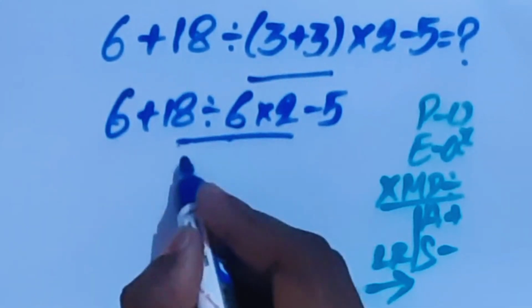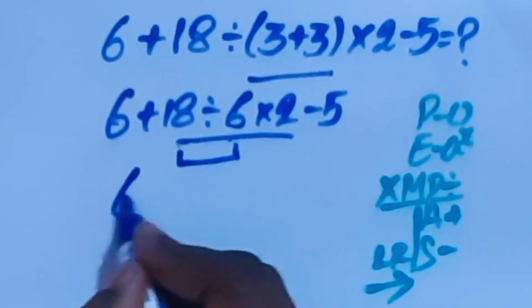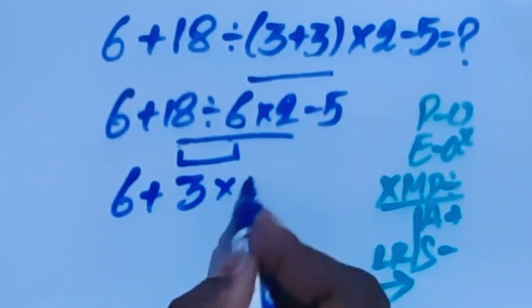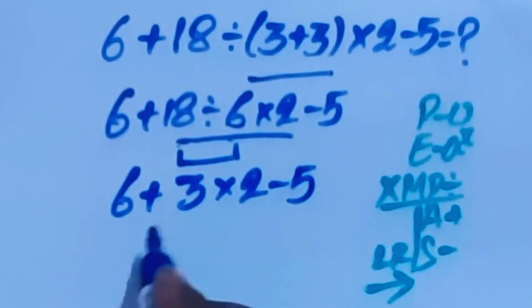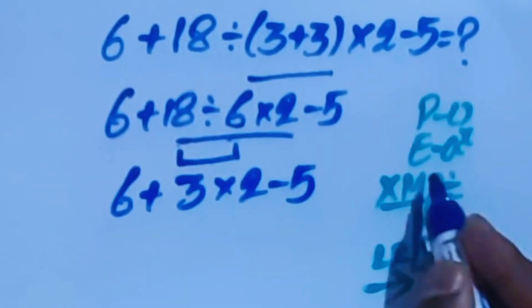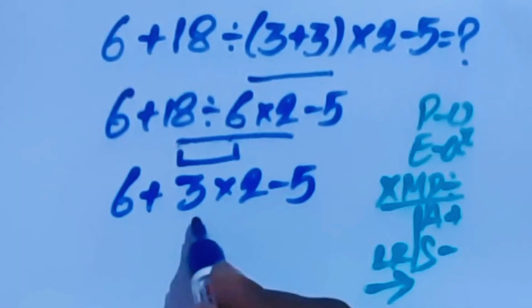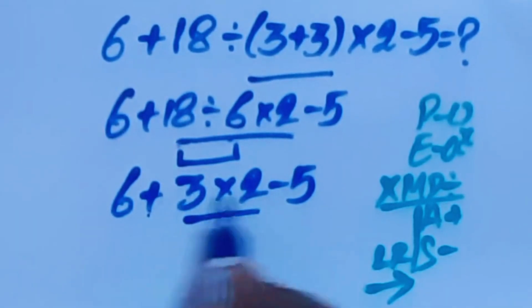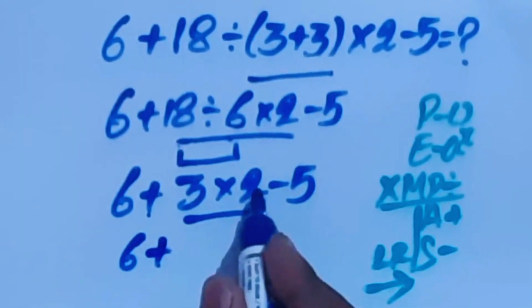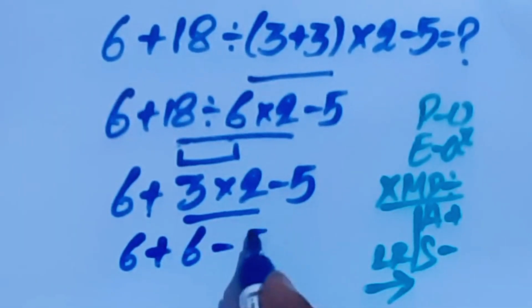Here left to right is 18 divided by 6. Here 6 plus 18 divided by 6 is 3 times 2 minus 5. Here we have addition, multiplication and subtraction. Here multiplication is higher priority than this addition and subtraction. So we have to do this multiplication before this addition and subtraction. So 6 plus this 3 times 2 is 6 minus 5.